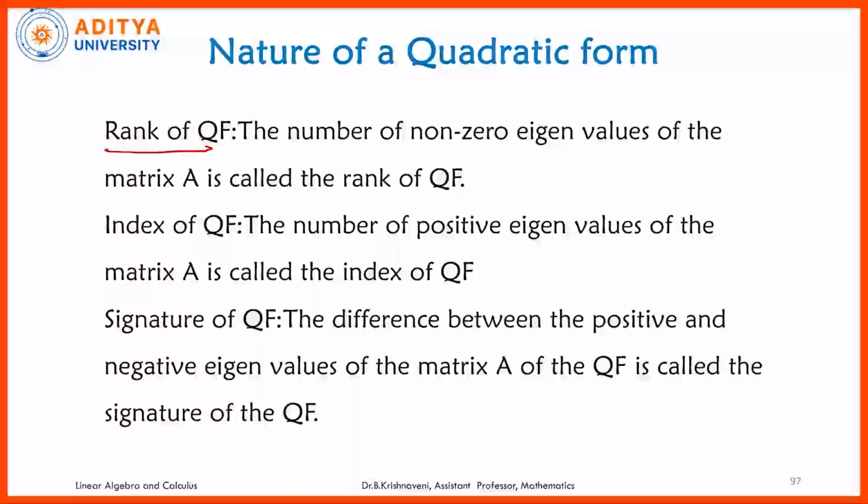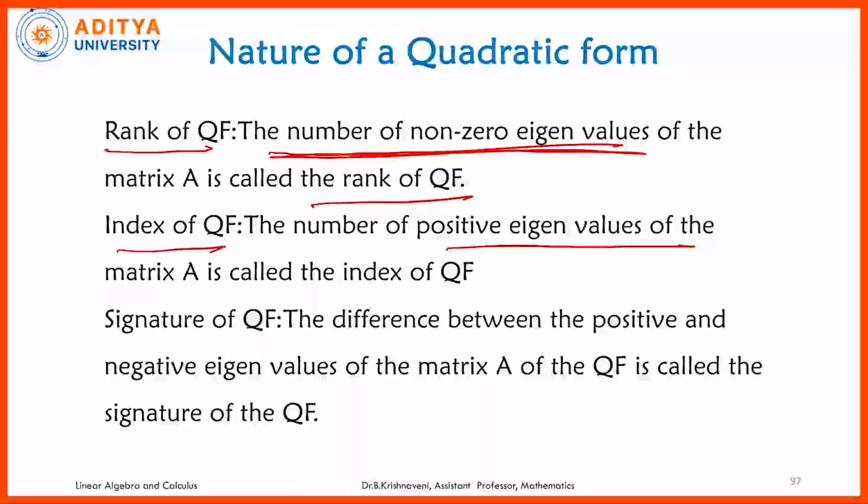How to find that? You can see here the number of non-zero eigenvalues. That number gives the rank of the quadratic form. Next is index. The number of positive eigenvalues of the matrix A is called the index of the quadratic form. So after calculating eigenvalues, we can decide all this. Rank is nothing but the number of non-zero eigenvalues of the matrix A. Index is the number of positive eigenvalues of the matrix A.